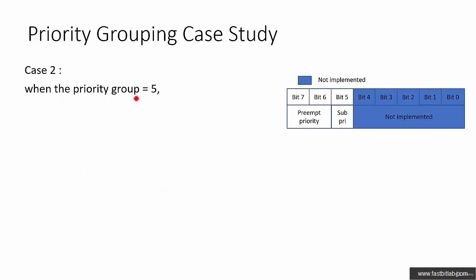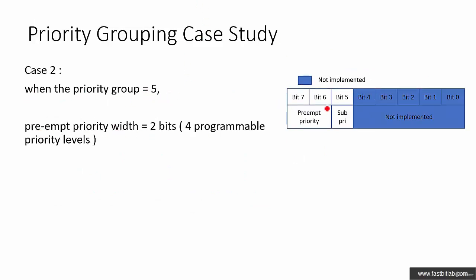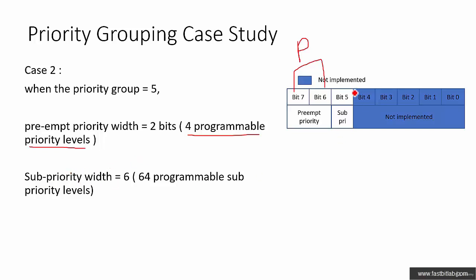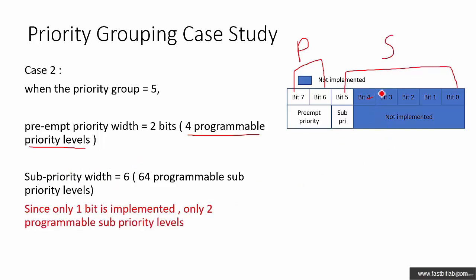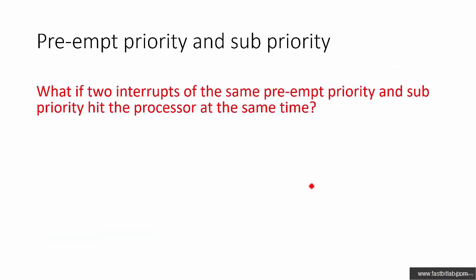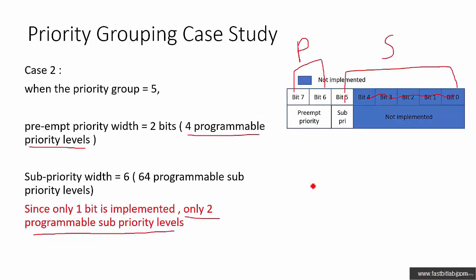What if priority group is equal to 5? Preempt priority width is equal to 2 bits. This is preempt priority. That means 4 programmable priority levels. That's true. Subpriority width is equal to 6. Since only 1 bit is implemented, these are all not implemented, only 1 bit is implemented, only 2 programmable subpriority levels. Like that, you have to understand.